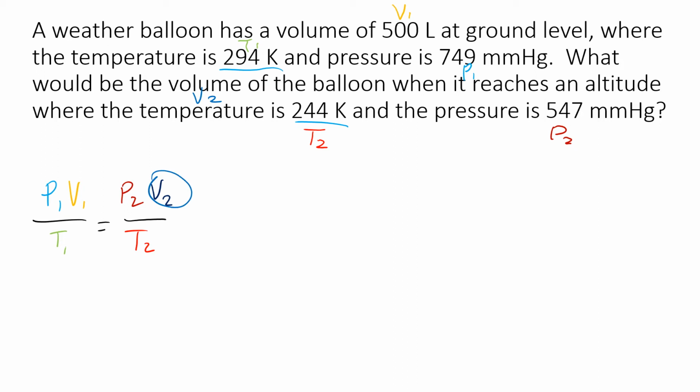So that's rearrange the equation, so cross multiply. T1 P2 V2 equals P1 V1 times T2. Okay, so I'm trying to solve for V2 right there, so I've got to divide by that on the left side.